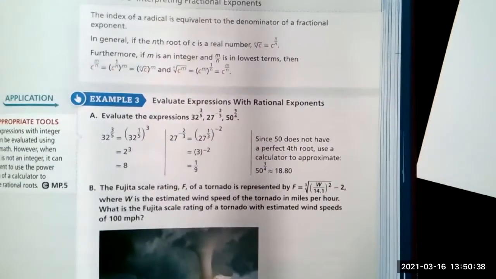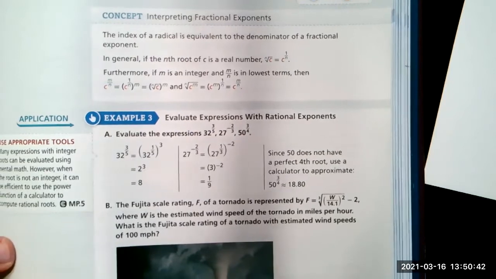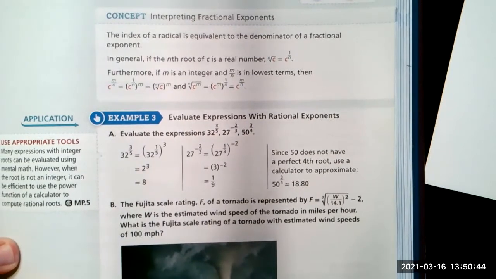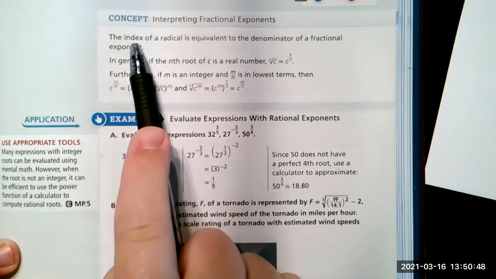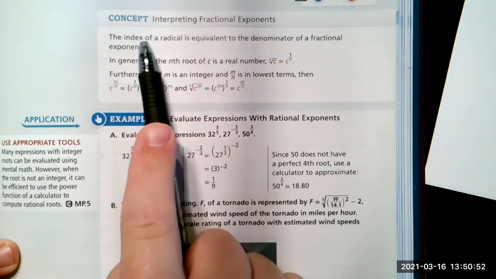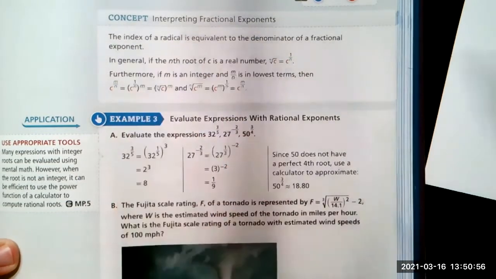We're on the top of page 241. So we're looking at this concept, interpreting fractional exponents, which is just summarizing what we talked about in the first two examples. The index, so that's what we're taking, the degree of the root. The index of a radical is equivalent to the denominator of a fractional exponent. That's what we talked about.